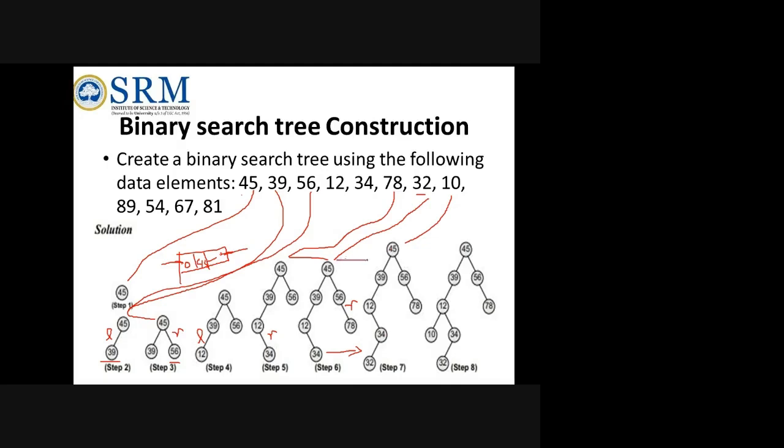10 will be compared with 45. It is lesser, so it should come in the left side. But 39 is there, it is lesser. But 12 is there, again it is lesser than 12. So it should come in the left side. The left side of 12 was initially null, now it will come in the left side. So that is what we have given in the left of 12. So this now comes here.